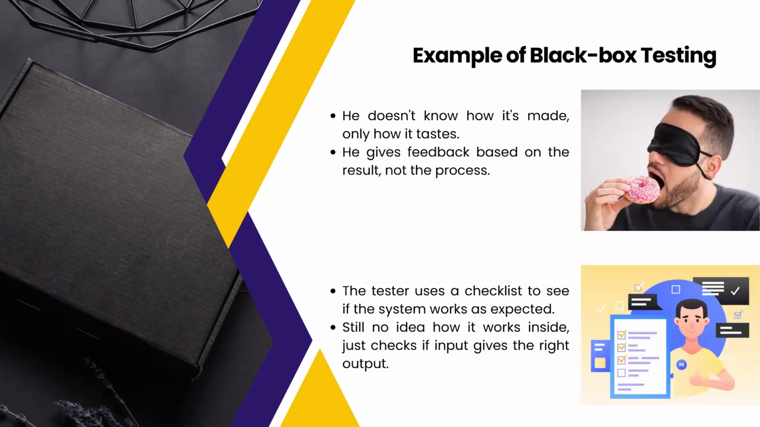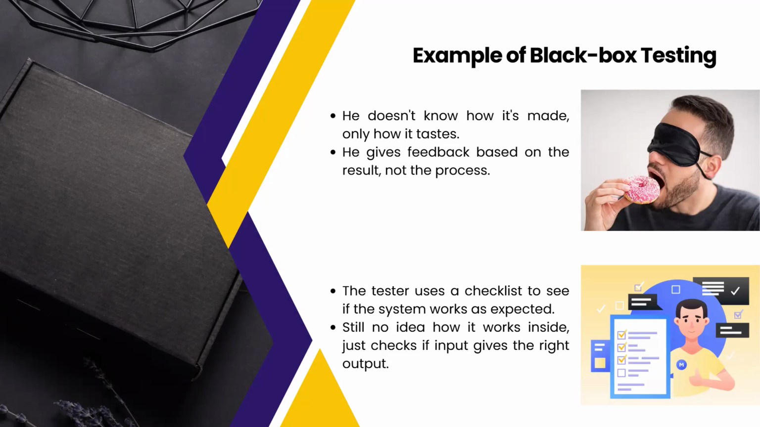So, this is an example of black box testing. For this guy, he is a donut consumer, but he is wearing a blindfold, which means that he doesn't get to see it, but he can eat it. So he does not know how it is made, but he can give feedback based on the taste, which is the result, not the process of how it is made.